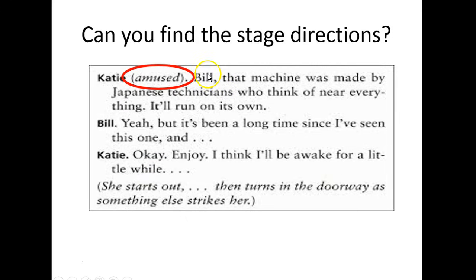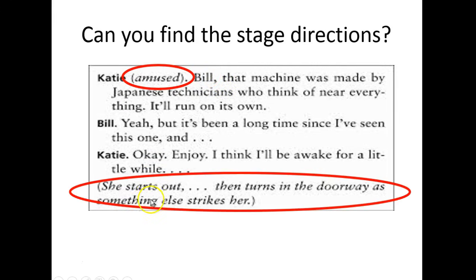when talking to Bill. Another example of stage directions is down here. It says she starts out, then turns in the doorway as something else strikes her. This tells us, the reader, that she's moving off stage because it's saying that she starts out. But it also tells us that there's a doorway there. So the people who create the stage need to make sure that they keep in mind there needs to be a doorway for her to turn around in and probably say something back again to Bill.